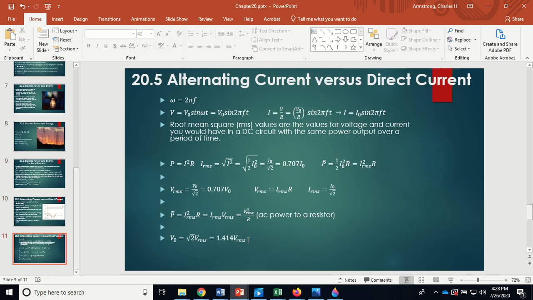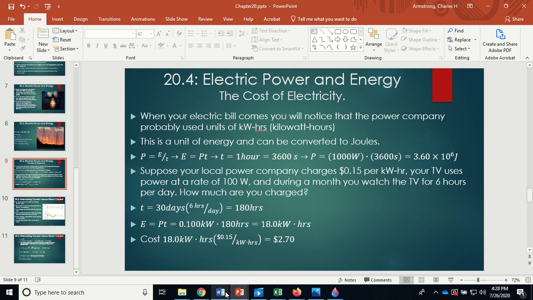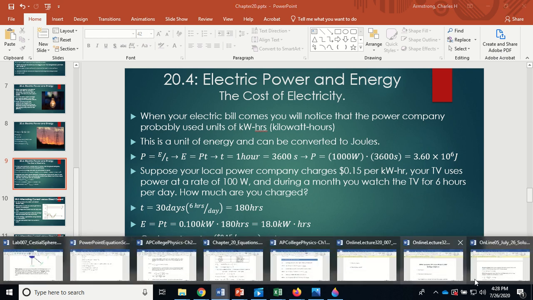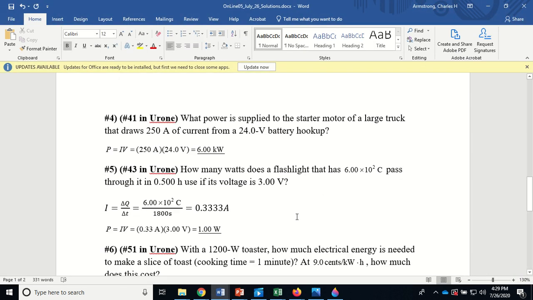Okay, so now we could probably go back and do some problems. Okay, what power is supplied to the starter motor of a large truck that draws 250 amps of current from a 24-volt battery? P equals I times V. 250 amps times 24 volts equals 6 kilowatts.